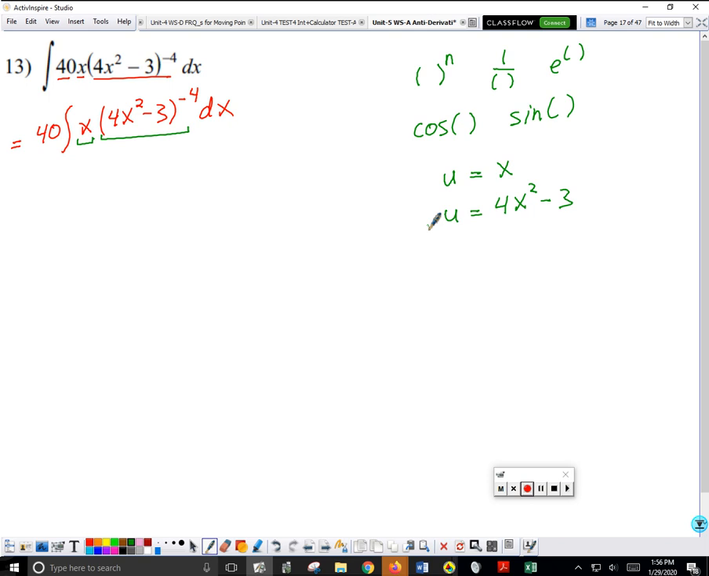Oh, okay. So if one of the functions was cosine of something, then u would just be the something, the cosine. U is always the something.